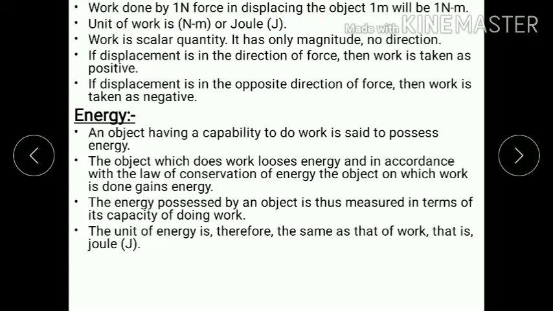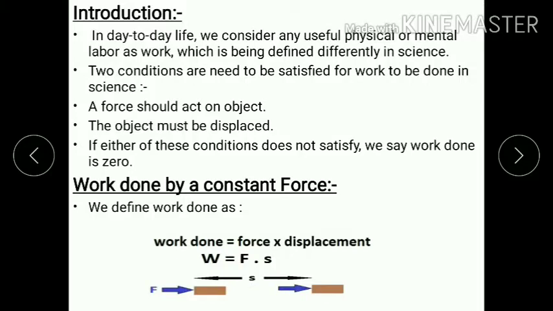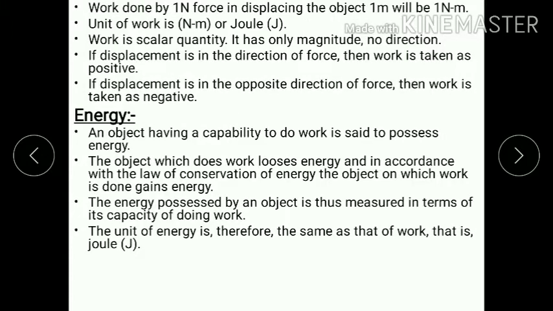We can say that there are two terms, force and displacement. The unit of force is Newton, and the unit of displacement is meter. Displacement means how much distance we have covered. Then work is equal to force into displacement, so when a 1 Newton force displaces the object by 1 meter, the work is 1 Newton into meter, or you can say the work is 1 joule.